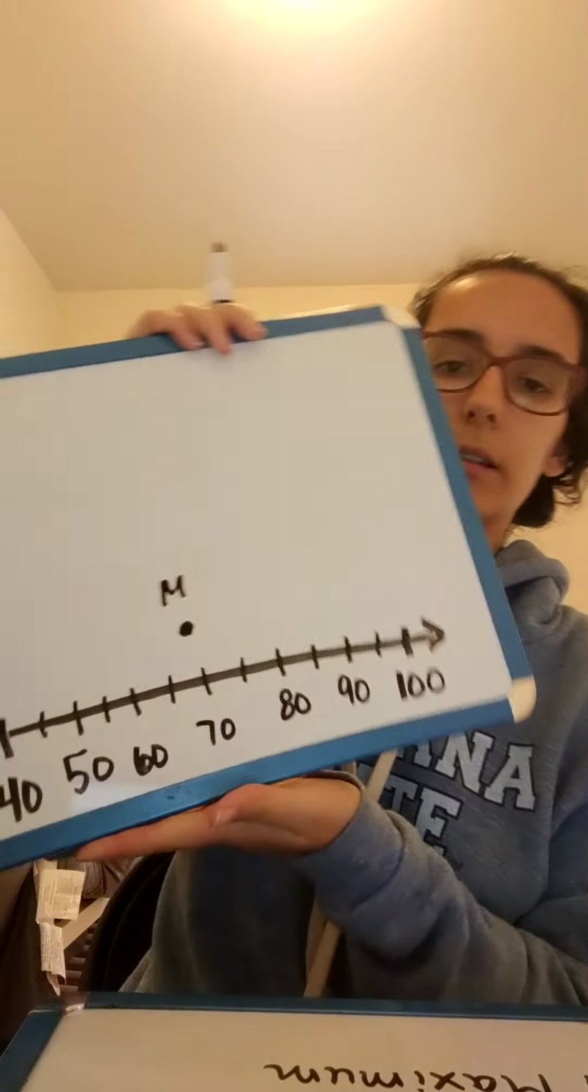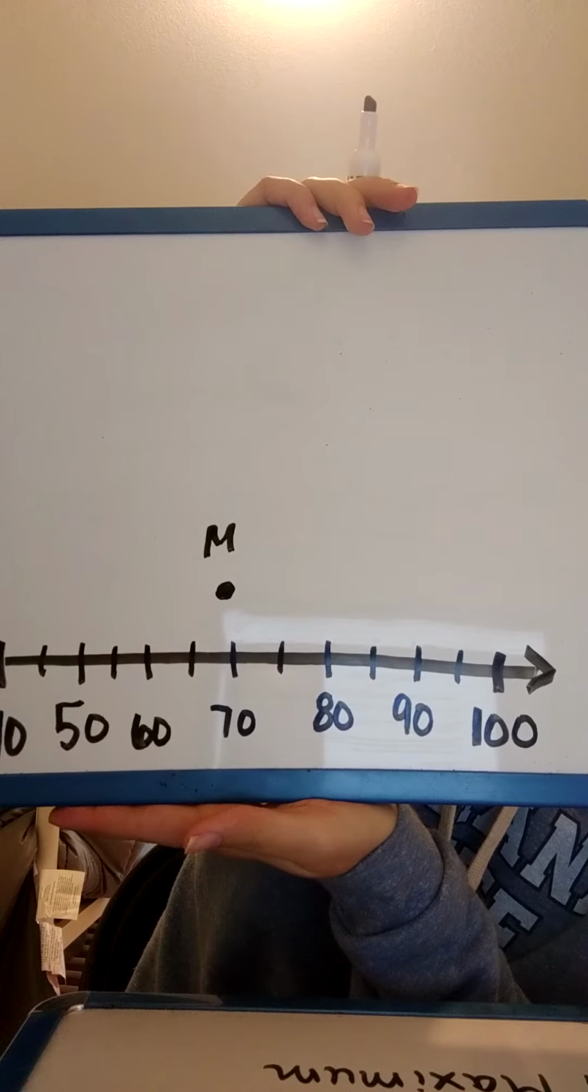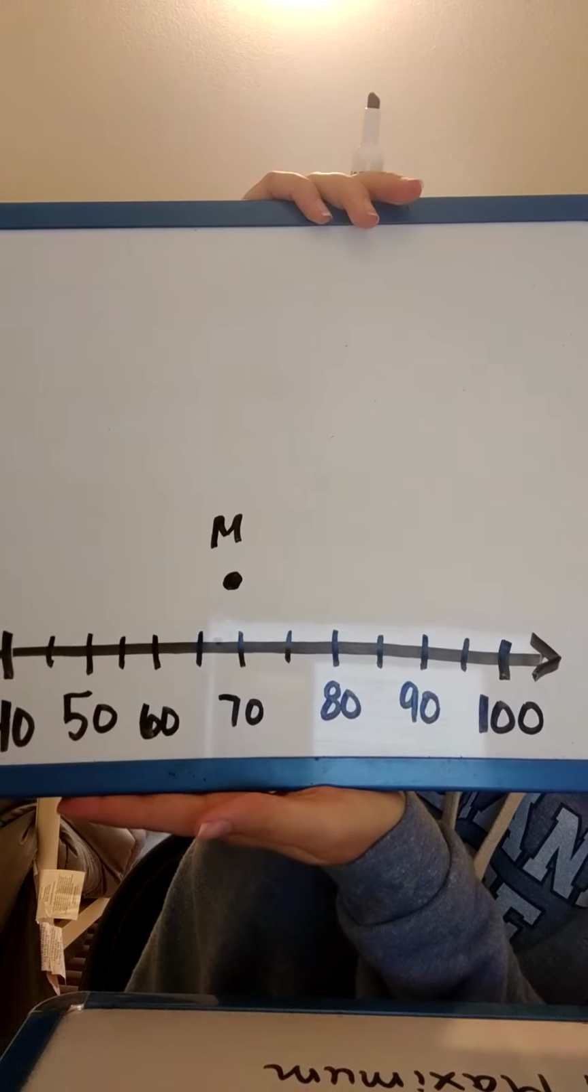And then I always label my point. Okay, see how I did that? It's just a little short of 70 and above the number line, and I marked it with an M for median. Okay, now let's do the minimum and the maximum.